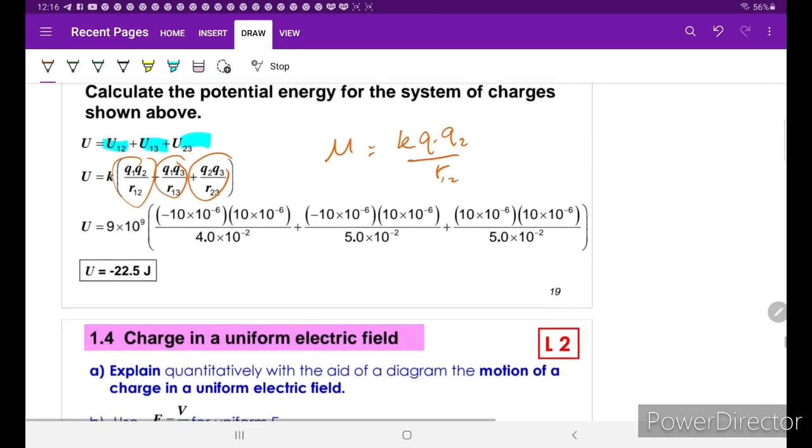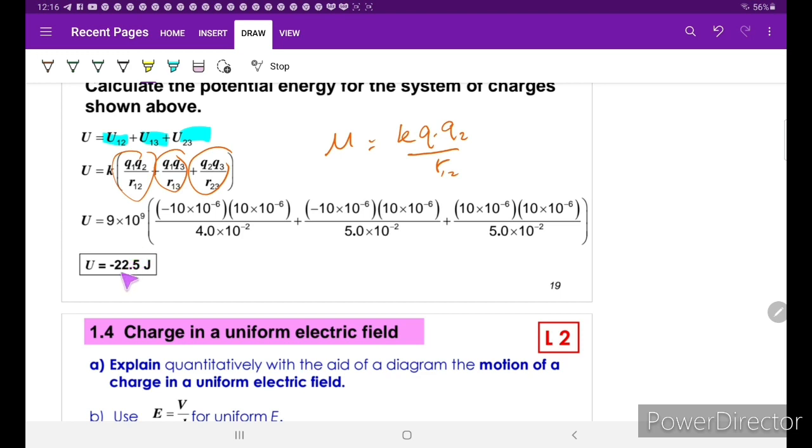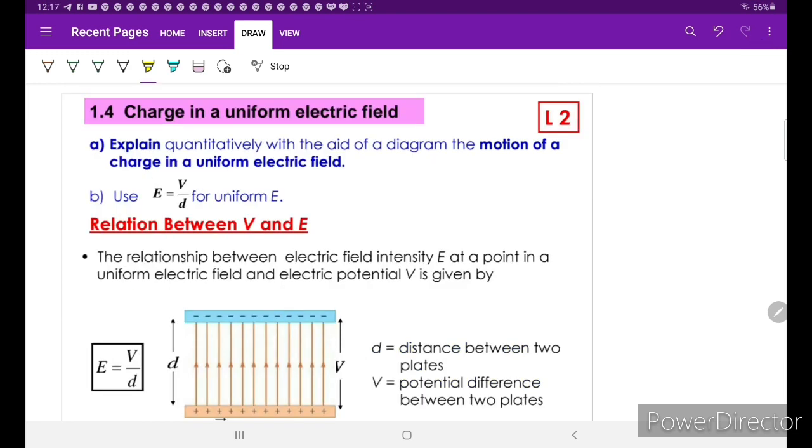Substitute the value, then we got the answer, which is negative 22.5 Joule. Right now we go to the last subtopic, 1.4, charge in a uniform electric field. It consists of 2 points. The first one, A, explain quantitatively with the aid of a diagram the motion of the charge in a uniform electric field, and number B is use the formula electric field in a uniform electric field, which is E equal to V, which is electric potential, over d, which is distance between two plates for uniform electric field.